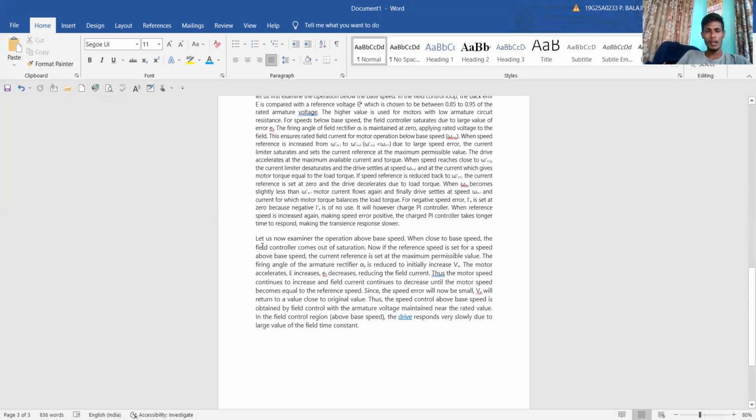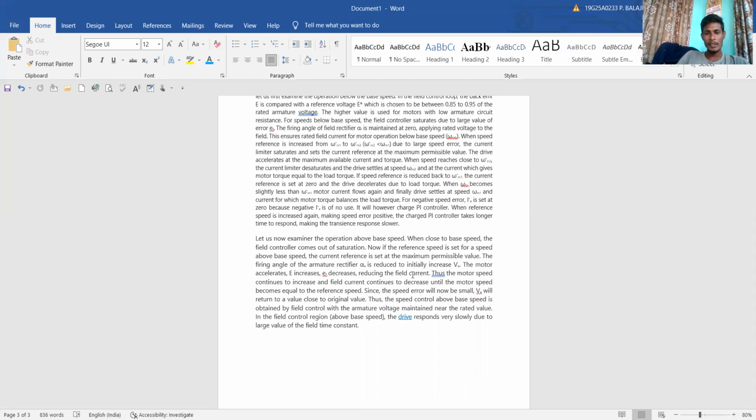Let us now examine the operation above base speed. When the speed goes closer to base speed, the field control comes out of saturation. Now, if the reference speed is set for a speed above base speed, the current reference is set at the maximum permissible value. The firing angle of the armature rectifier is reduced to initially increase Va, and the motor accelerates.